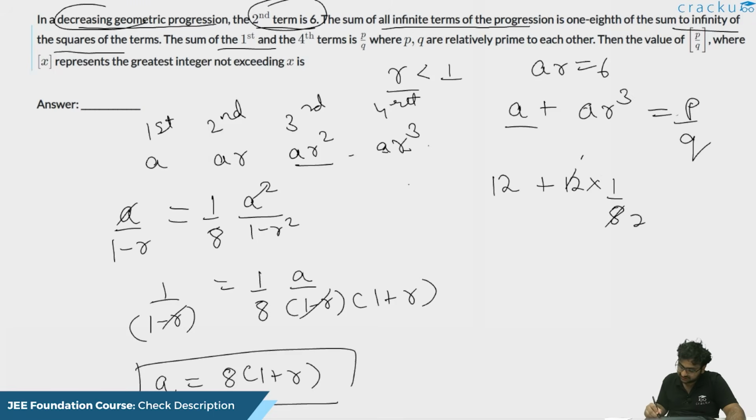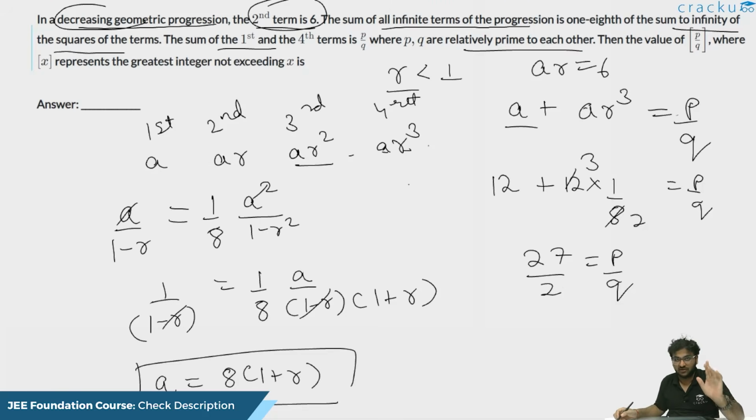So 12 into 1 by 8 is 3. So this is equal to p by q. 12 2s are 24. 24 plus 3 is 27. So 27 by 2 is p by q. Now we know that 27 by 2, basically they are relatively prime to each other, because the highest common factor of them is 1.